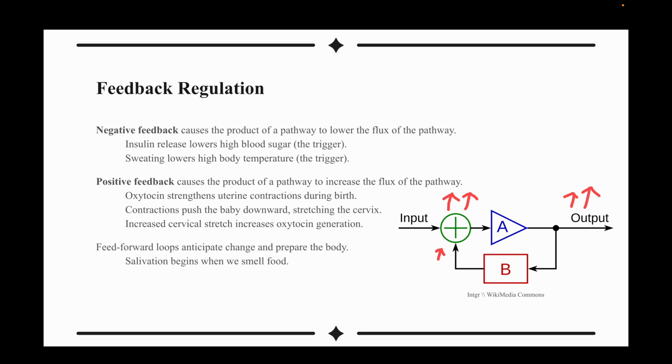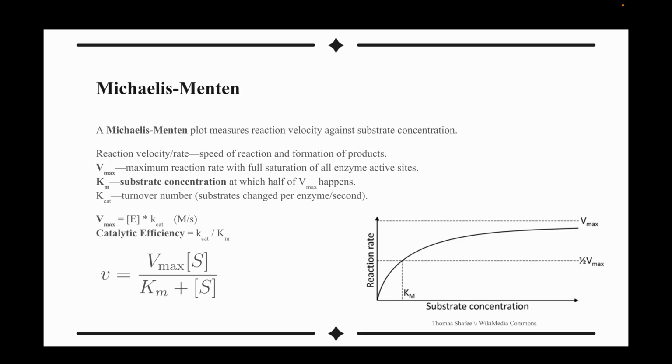Feed-forward loops anticipate change and prepare the body for it. A classic example of this is salivation. When we smell food, we anticipate that we're going to eat it, so we start salivating, which will help with digesting that food. Michaelis-Menten plots are particularly high yield for the MCAT.